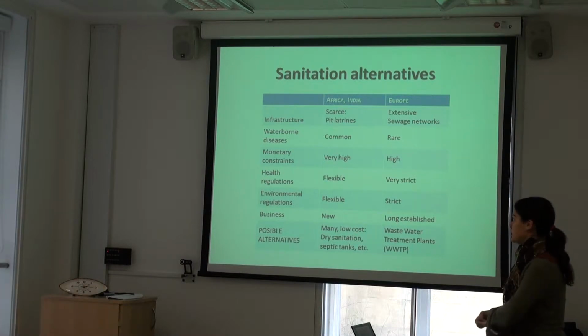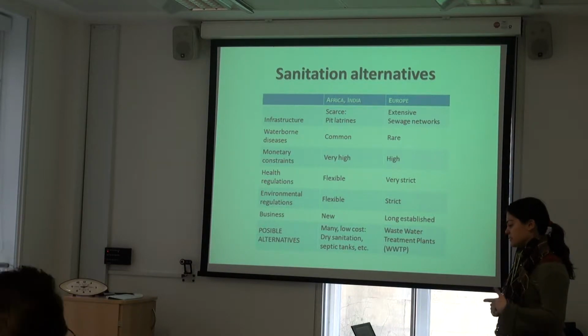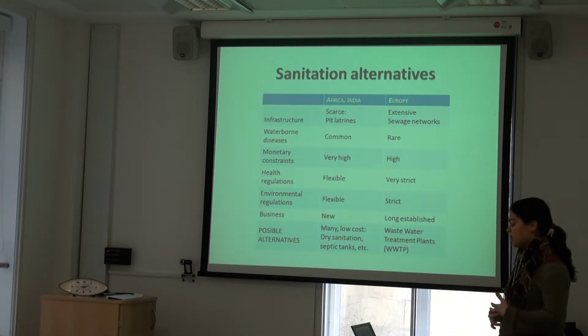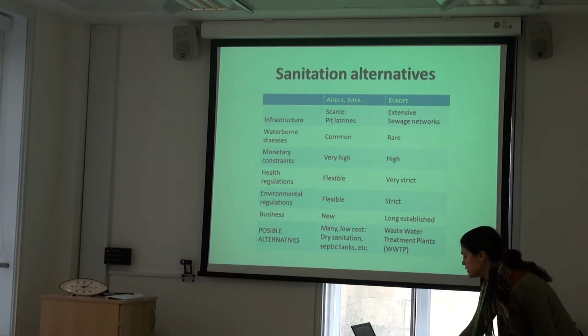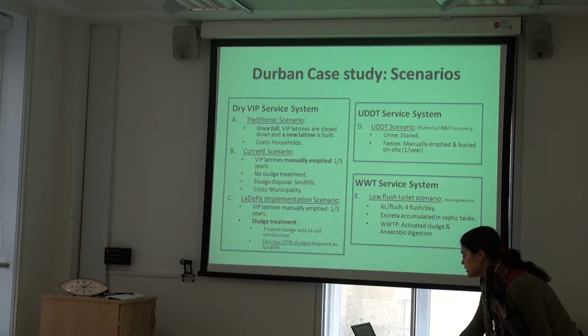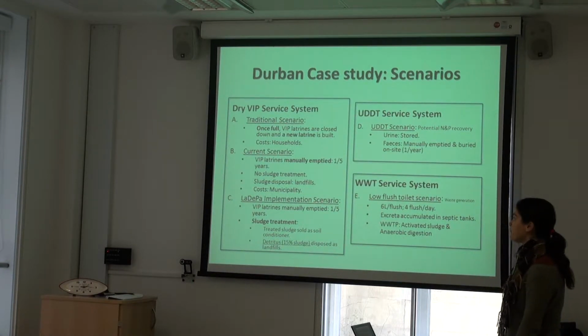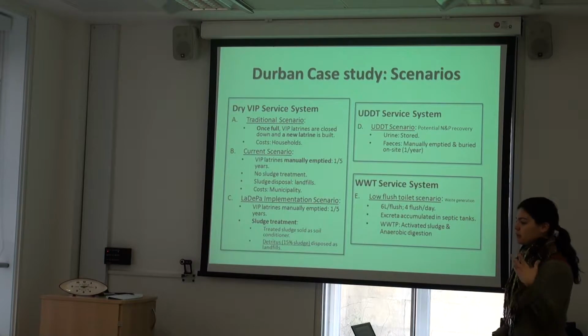If the monetary constraints here are high, there they are even higher, and the health and environmental regulations are more flexible in their application, and not really well regulated. The business many times is new, so it's more about planning, and they're often looking for low-cost sanitation systems, many times dry. For instance, I worked with this case study, which I'm going to briefly present to you. It's in Durban, in South Africa.